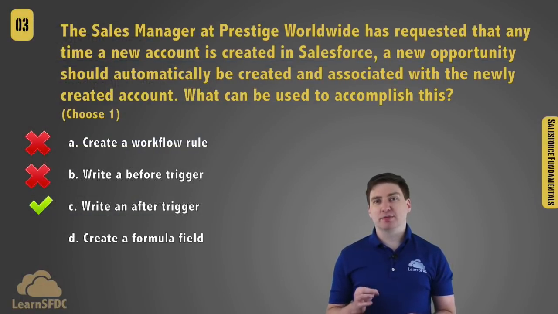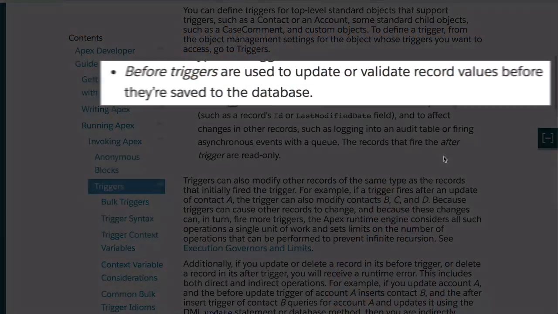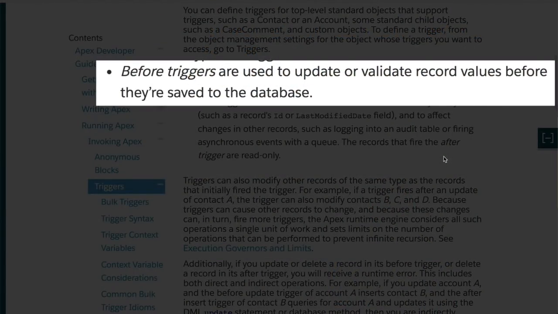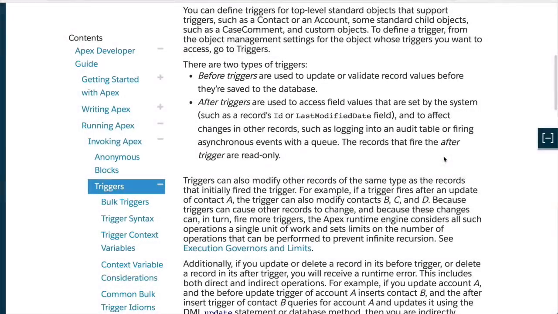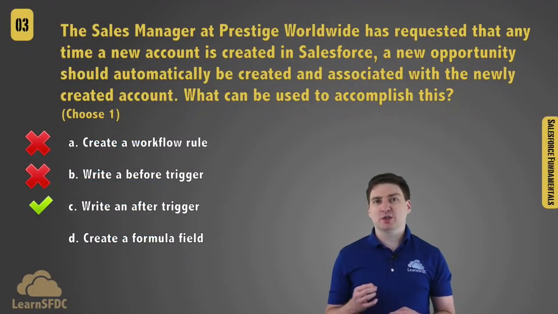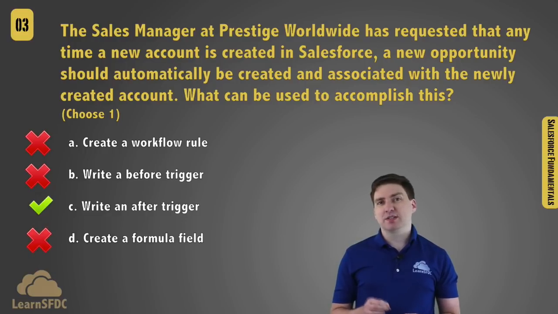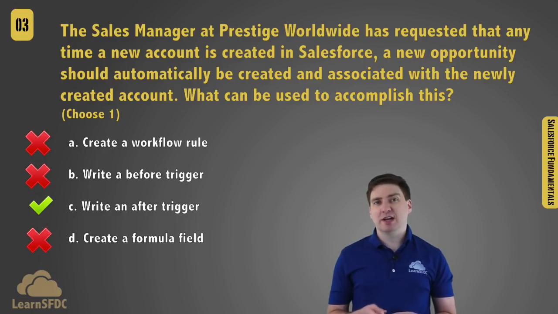B is incorrect because a before trigger is used to update or validate record values before they are saved to the Salesforce database. And since we are looking to create a new record attached to our new account record, we cannot use a before trigger. We need it to be saved into the database first so we can get the account ID. D is incorrect because a formula field is used to calculate the value of a field based off one or more other fields. A formula field cannot be used to create records.